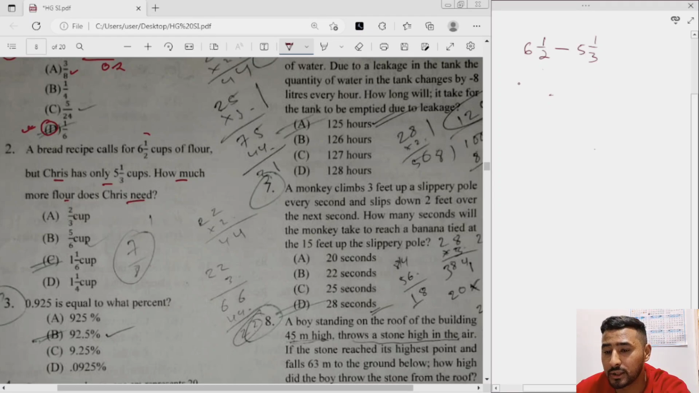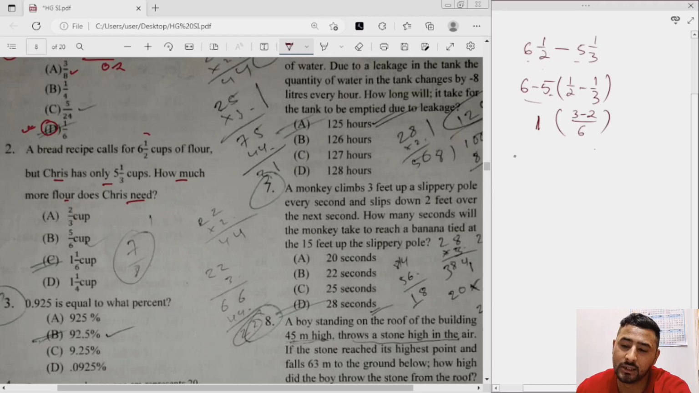Okay, so how you can do is subtract these two first, 6 minus 5 separately, and the fraction values separately. 6 minus 5 is 1. Here you can take the LCM of 2 and 3, which is 6. Here it will be 3 minus 2, which is 1 by 6. So you're getting the answer as 1 by 6 cup. So Chris needs this much. Okay, so I hope it is clear.